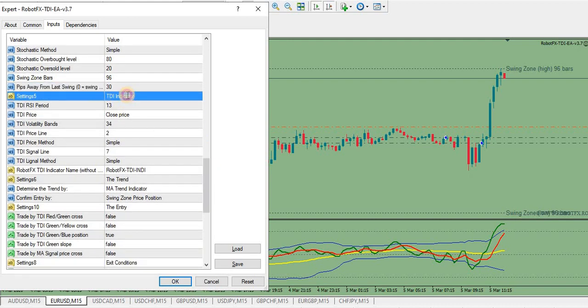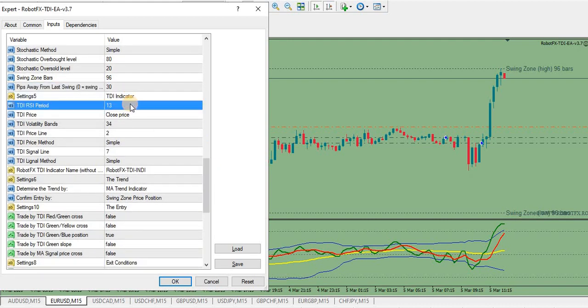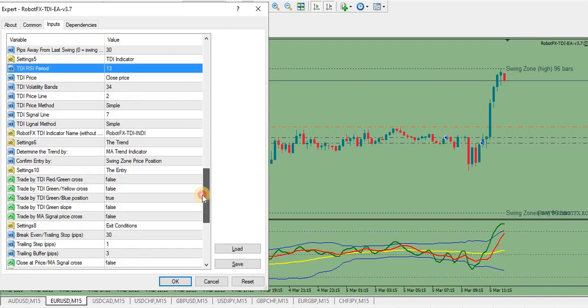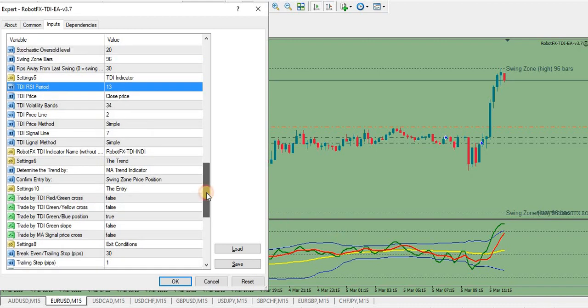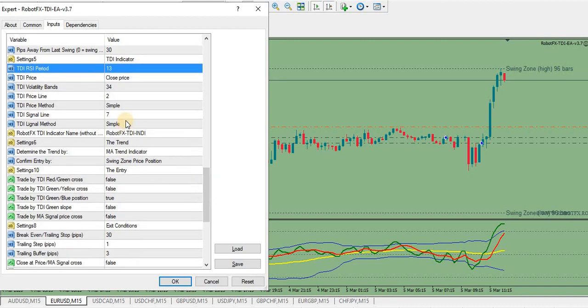And then we have the TDI indicator settings. The TDI indicator itself, by the way, doesn't need to be attached on the chart. Just attach it on the chart to make it clear how the expert advisor works and to make sure that it works properly. But now I'm sure it works properly. I don't really need it. It's just nice to see it there for some reason. I like it. It doesn't consume much resources.